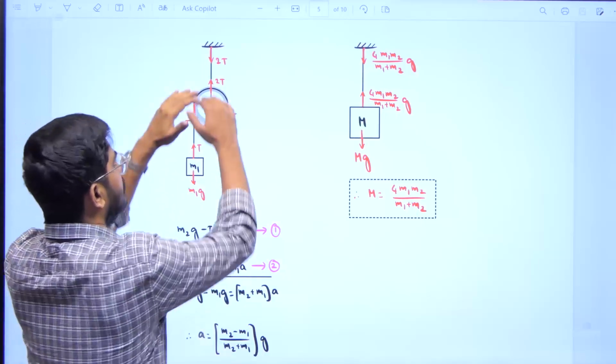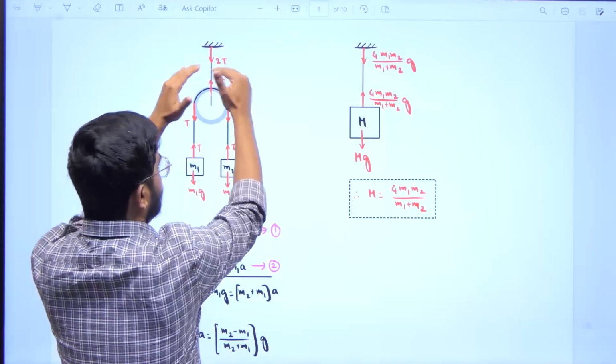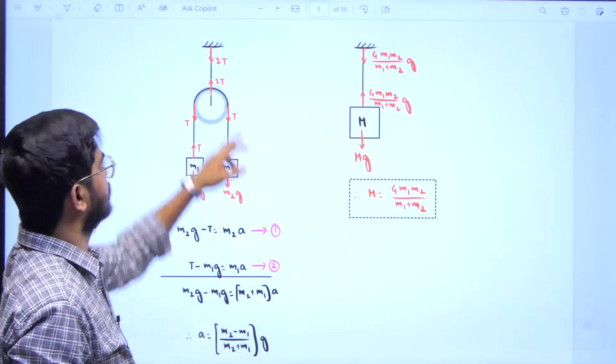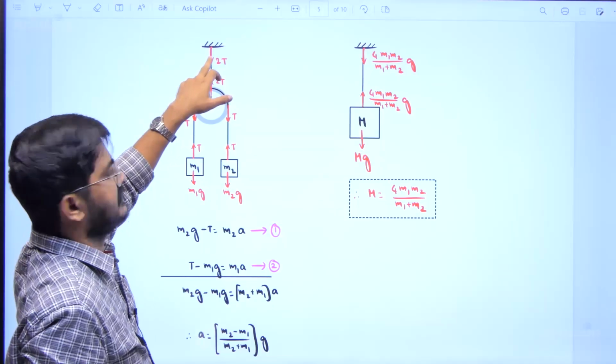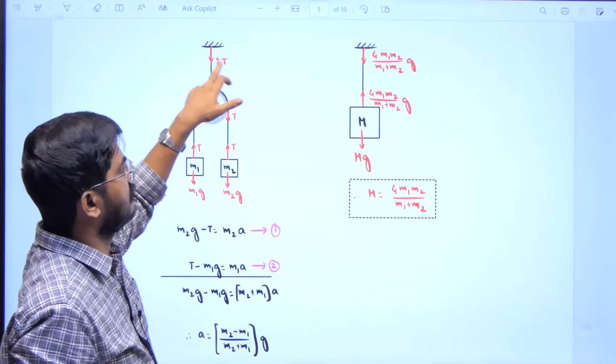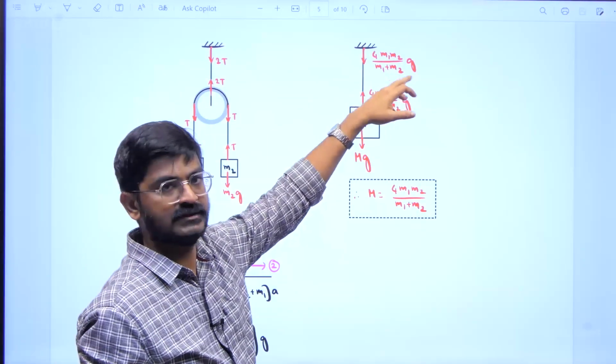The meaning is, if you want to replace this one with a single mass such that this pulley doesn't know the difference, that is, it will exert the same amount of force, which is 4m1 m2 by m1 plus m2 into g.